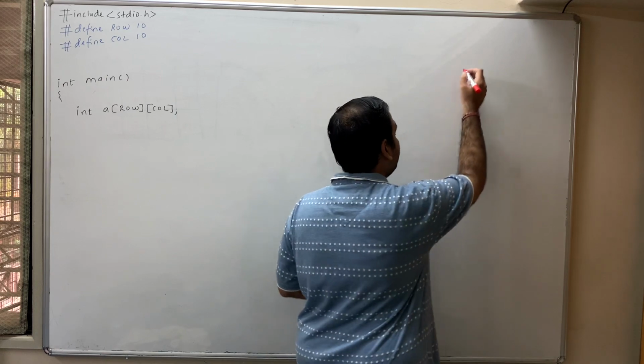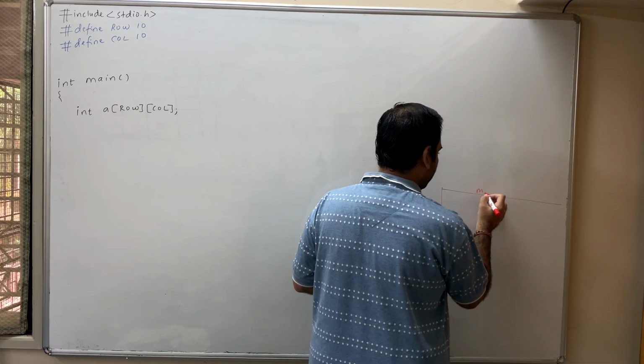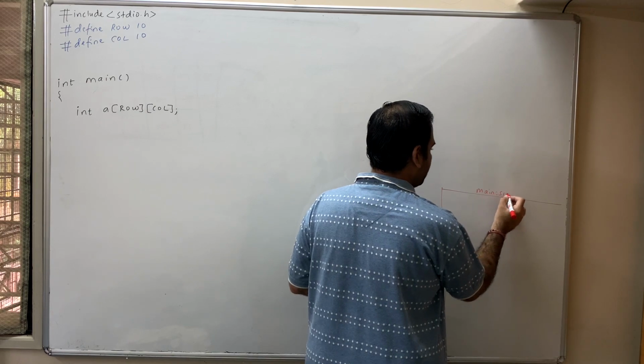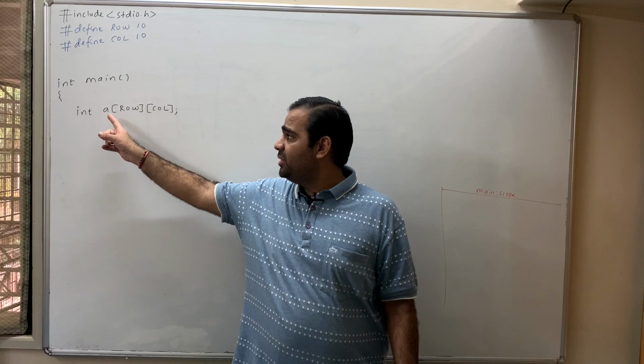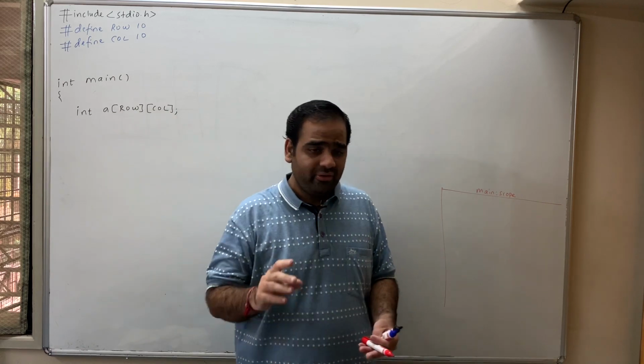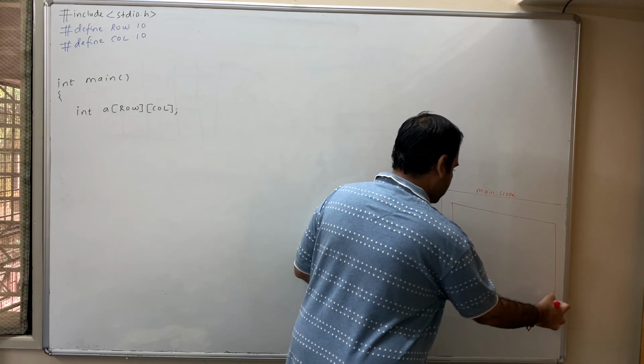And where is the memory allocated? Memory is allocated in the main scope. Suppose this is the main scope. Now the memory is allocated. A two-dimensional array will be created of 10 rows and 10 columns. Now let me draw this one.